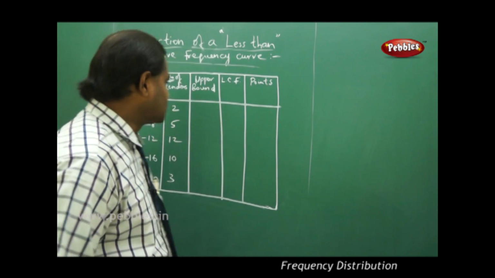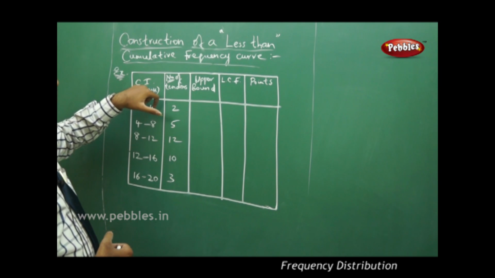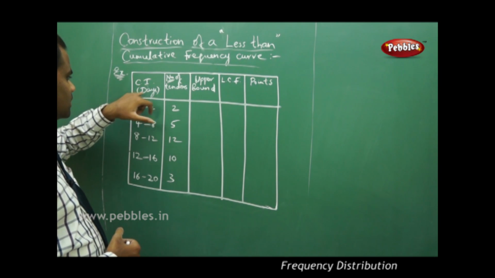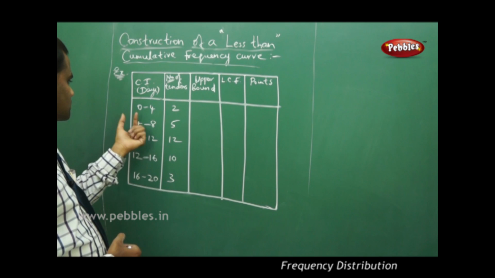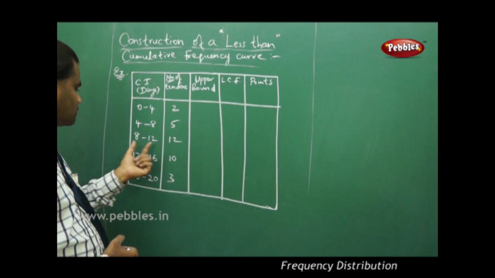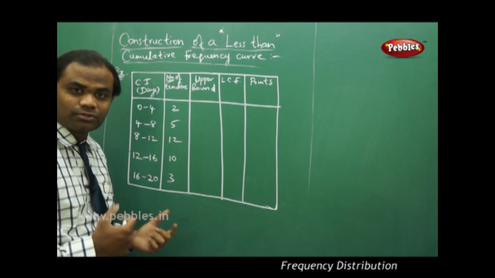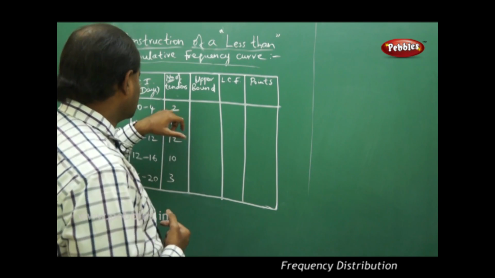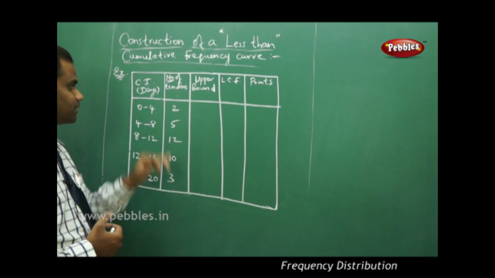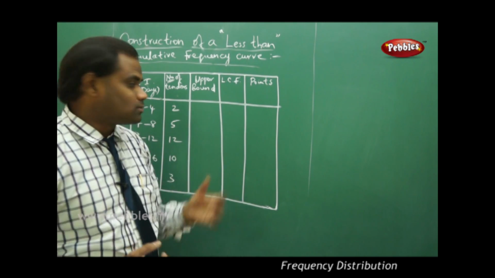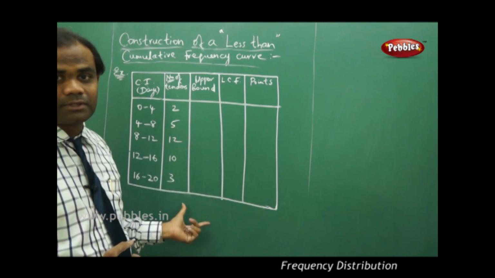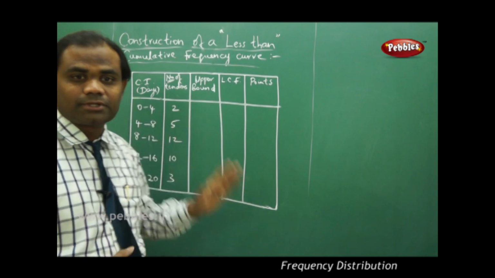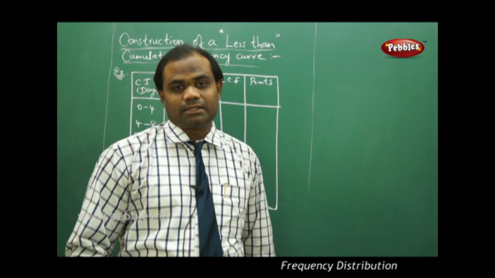So in case of this data, we can see that the class interval is the number of days, that is 0 to 4, 4 to 8, 8 to 12, 12 to 16 and 16 to 20. Now the number of tenders is nothing but 2, 5, 12, 10, 3, which is nothing but the frequency. So here is the class interval and here is the frequency. So this is the frequency distribution table which I have considered as an example problem.